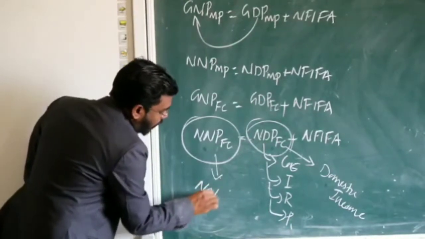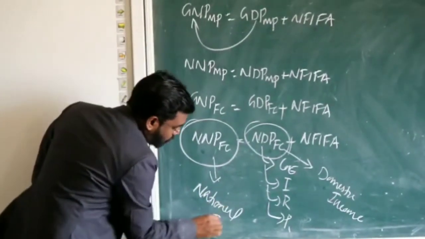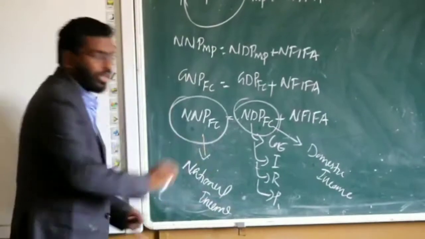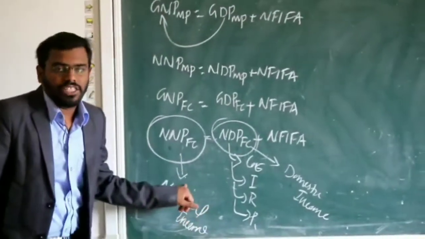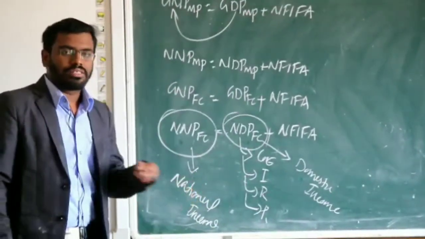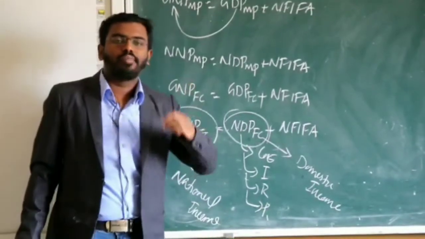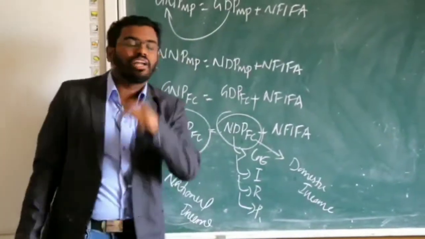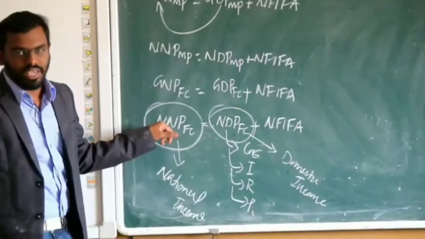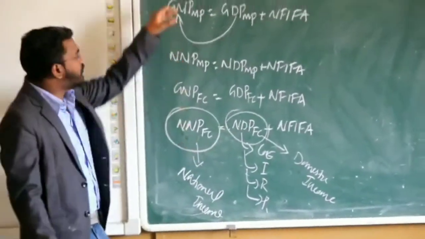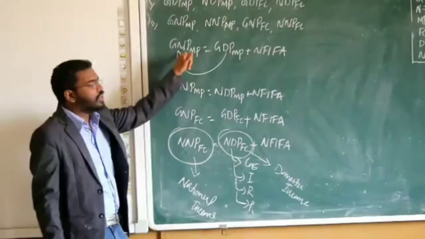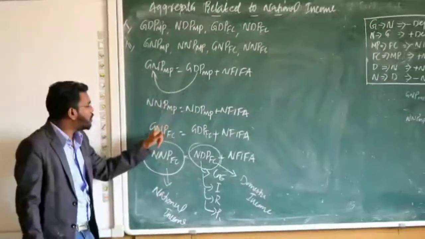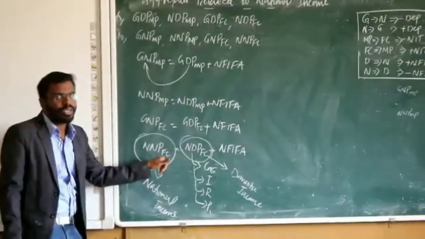If NDP-FC is domestic income, then what will be NNP-FC? NNP-FC is our national income. If a question is asked like this: calculate national income of the country from the following information, at that time you need to calculate NNP-FC. So these are the formulas for calculating GNP-MP, NNP-MP, GNP-FC and NNP-FC.